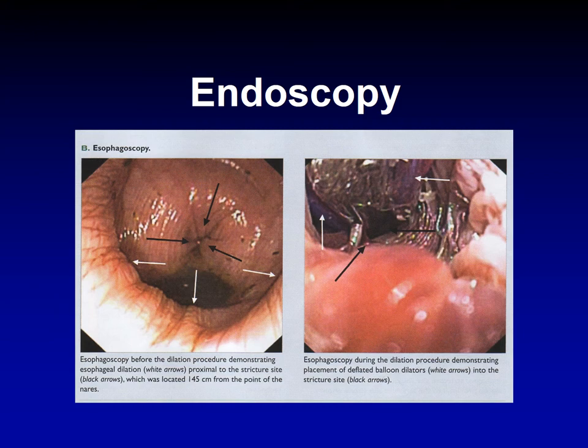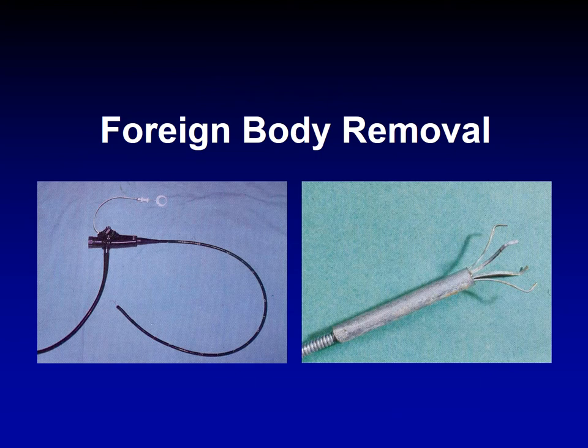Another thing is we can also use endoscopy to remove a foreign body from the esophagus, and this is the type of endoscopic forceps, if you will, to grab any foreign bodies in the esophagus and pull them toward the outside to relieve the pain in the horse. So these are the different cases that affect the esophagus.